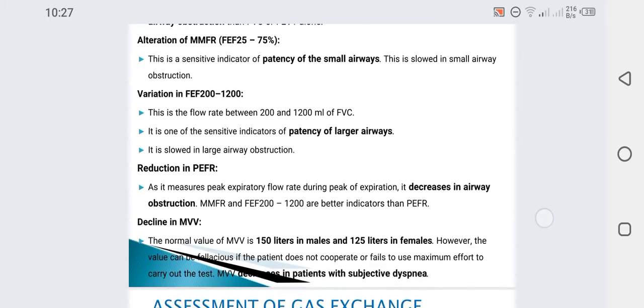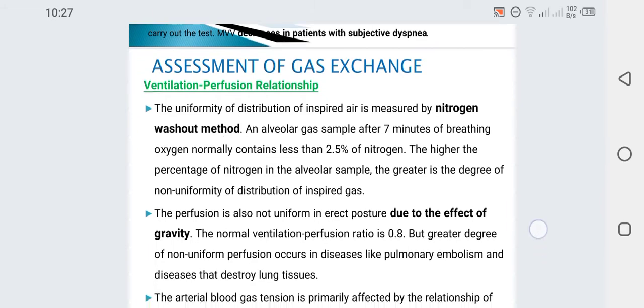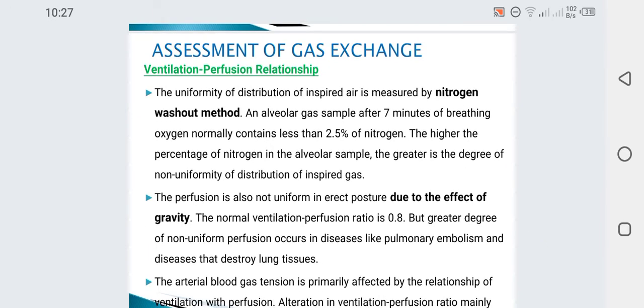These details are not necessary. Now come to the assessment of gas exchange, that is, the ventilation perfusion relationship.